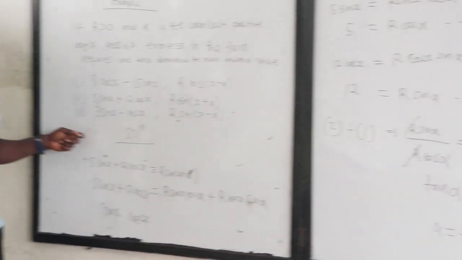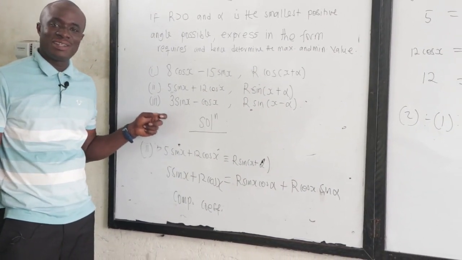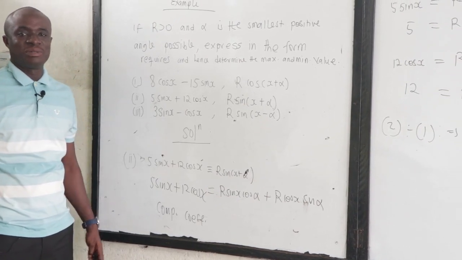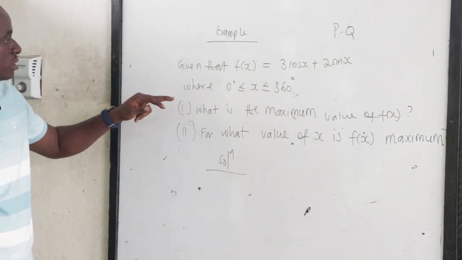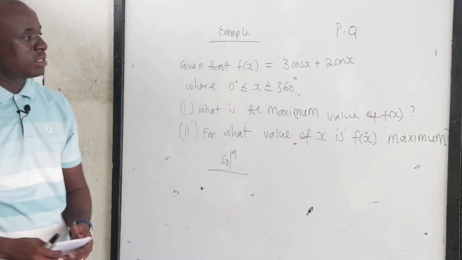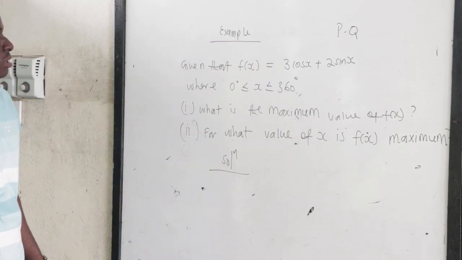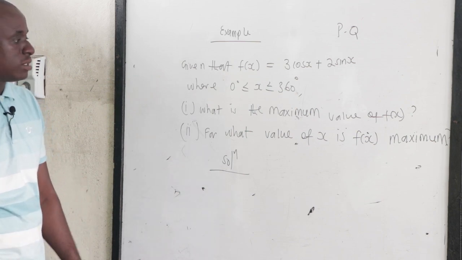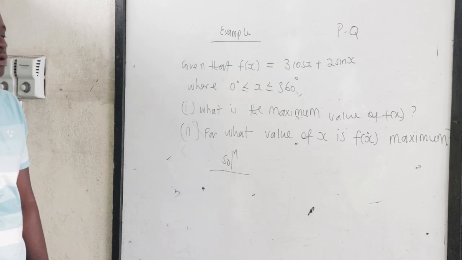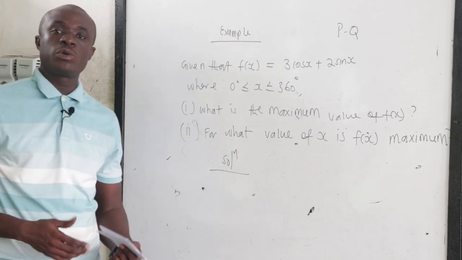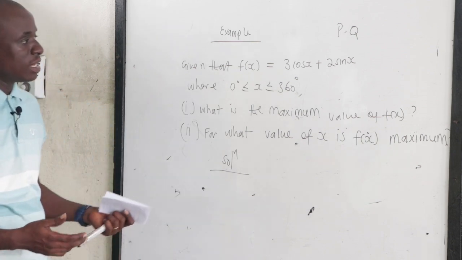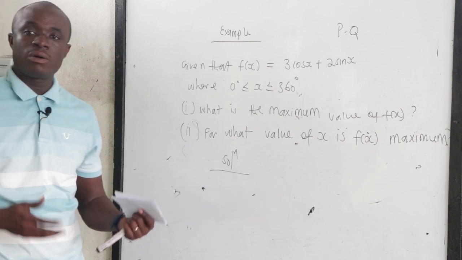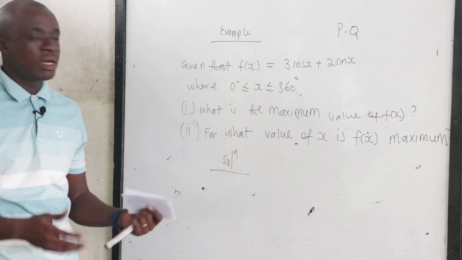Now let's see the third one. Please try the third one. It is an easy thing. Try the third one. Now, this is a past question. Given that f of x is 3 cos x plus 2 sine x, where x is between 0 and 360. The first one is, what is the maximum value of f of x? So first, we are supposed to express it in terms of r cos x minus alpha.